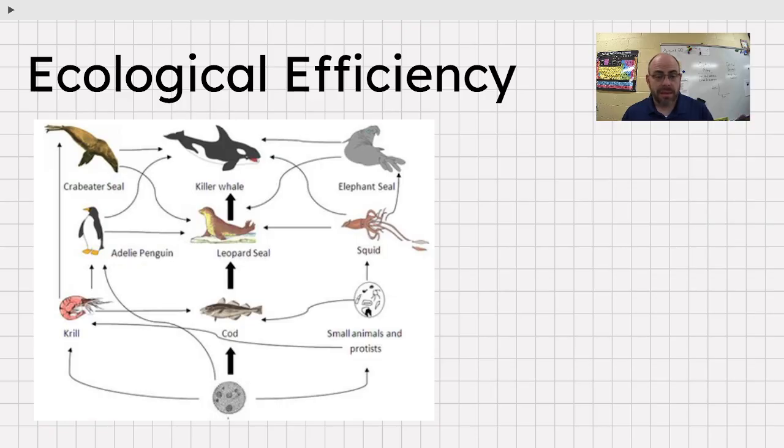So eating at the lower end of the food chain is much more efficient, right? As a whole, because there's just more energy available there. And protecting those lower levels of the food chain actually supports all the levels of the food chain. So it's really important. We're going to look at some of the implications of this when we get into food chains and food webs as well.